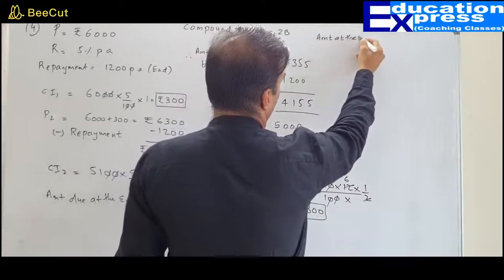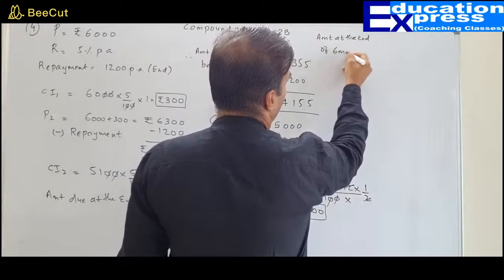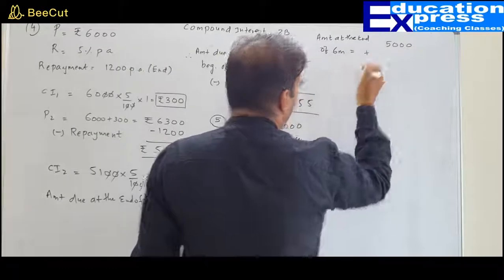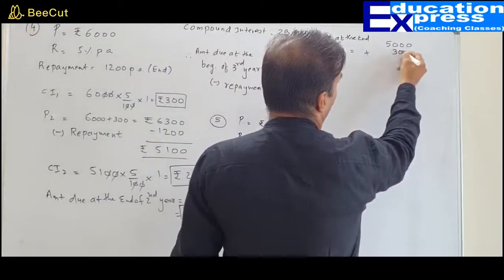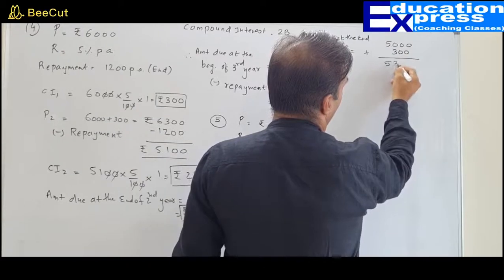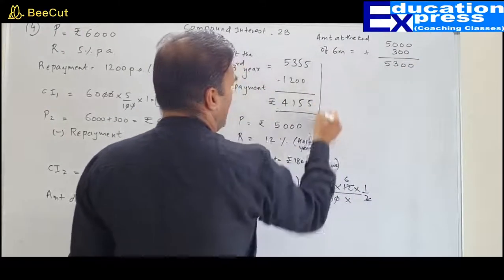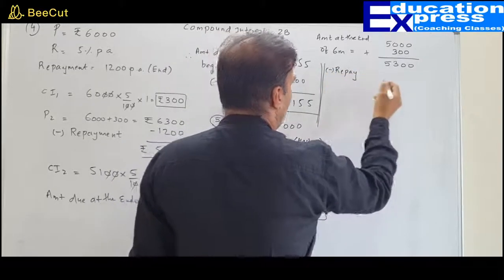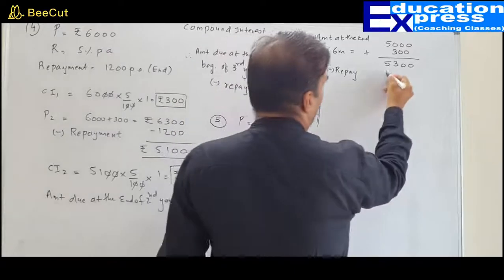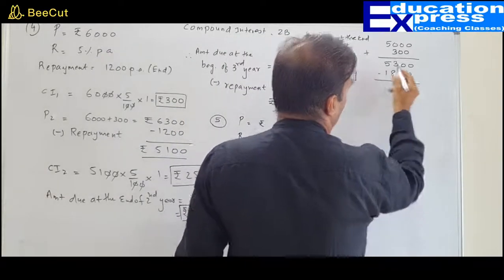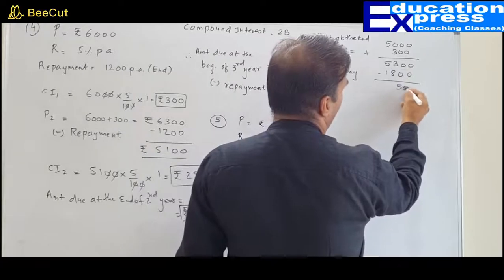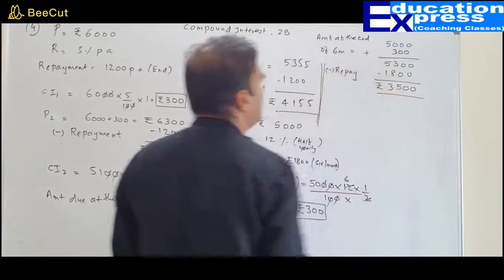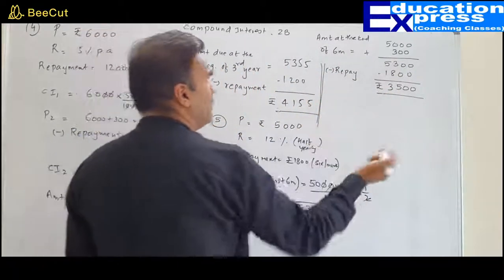So the amount at the end of 6 months would be, the amount due was 5,000. Add interest, how much? 300. So the total is 5,300. Any repayment? Yes, sir. There is a repayment. How much is the repayment? So repayment is 1800 rupees. Let me pay 1800. So the balance due would be 13 minus 8, 5, 4 minus 1, 3. 3,500. Now this becomes the principal for the next 6 months.